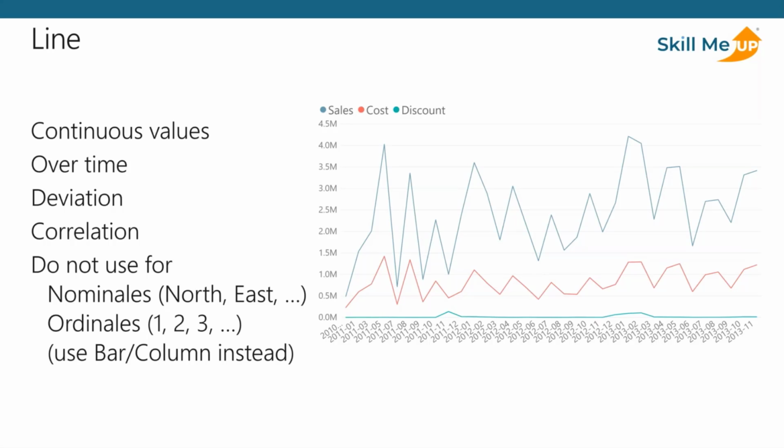Please do not use line charts for nominals like northeast or something like that, or ordinals. So things which are not connected, use bar or column charts instead. I would prefer the bar chart because the columns I would reserve for year comparisons.